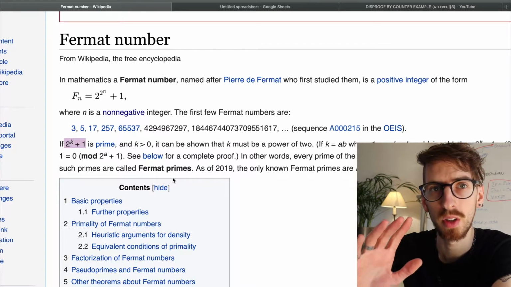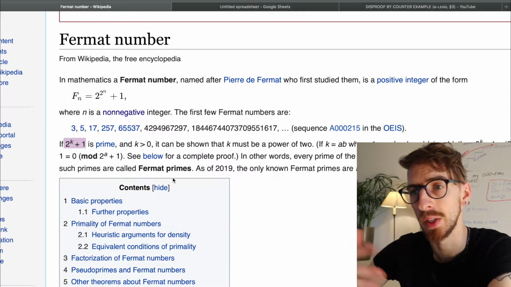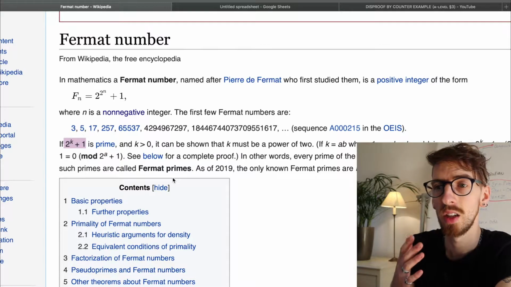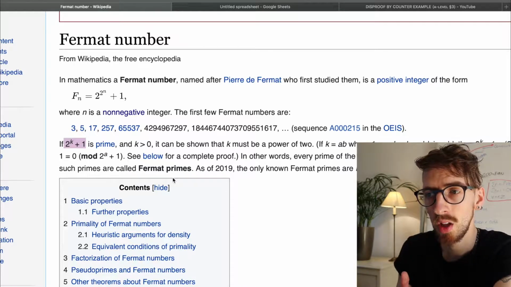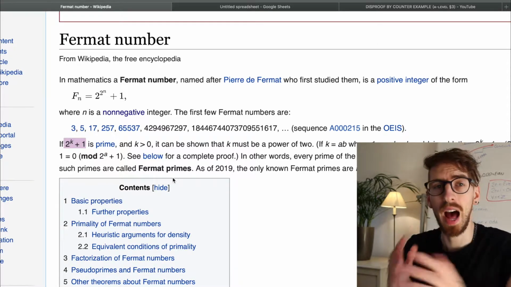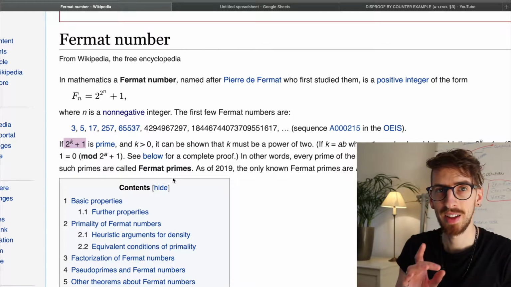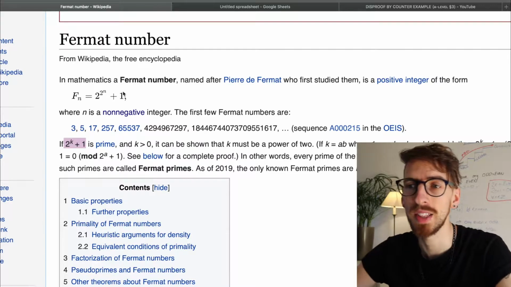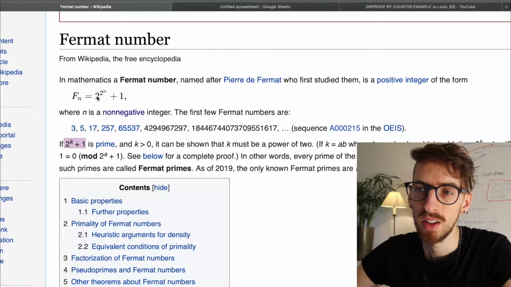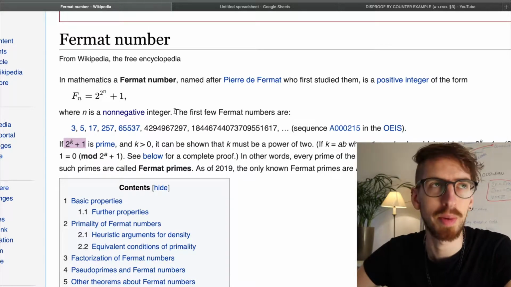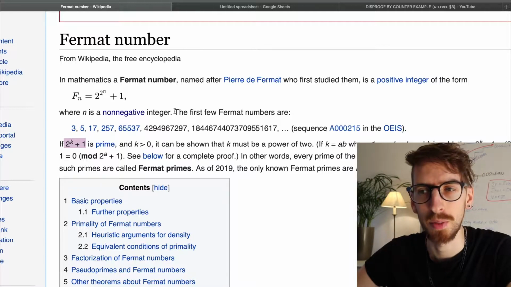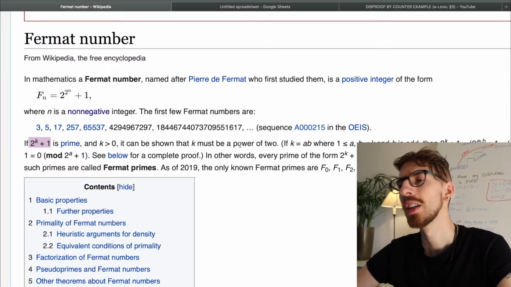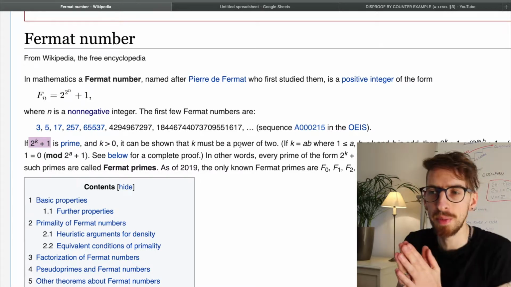If you have 2 to the power of k and then add 1, and that is a prime, then what you have to have is that k is a power of 2. So that's what that's saying about this equation, 2 to the power of 2 to the power of n plus 1. Okay, so this must be a prime.